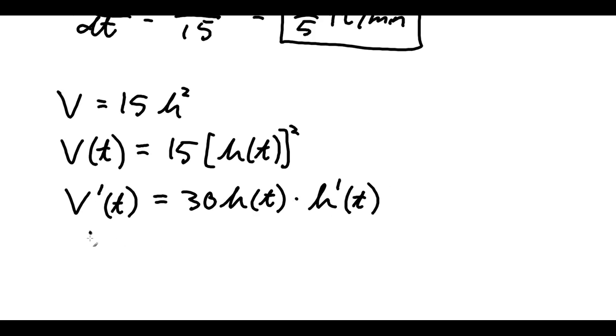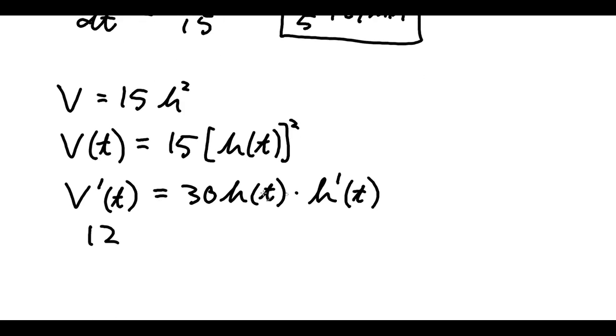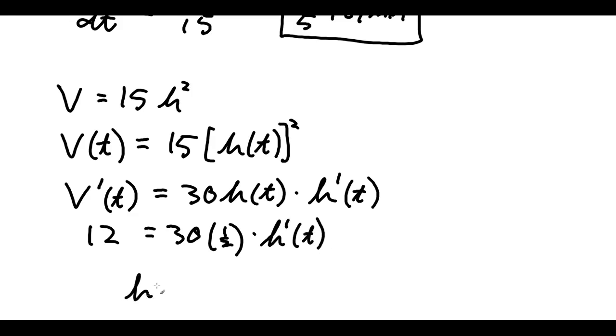What's V'(t)? Well, that was 12. Yes, okay, so that was 12. We have 30 times what was h(t)? Well, h we were told is 1/2, and h'(t) is what we're trying to solve for, and then you solve for that and find that h'(t), the rate of change of height with respect to time, is again that 4/5.